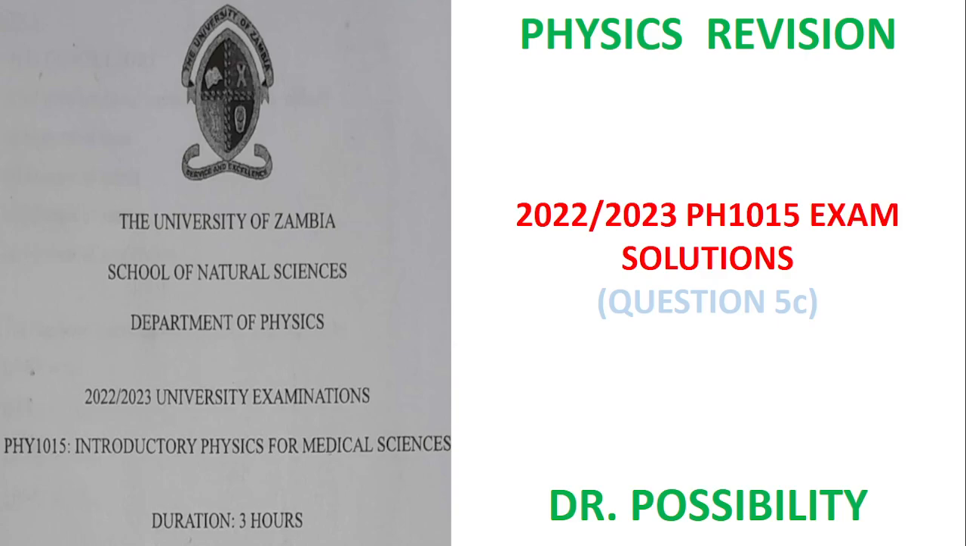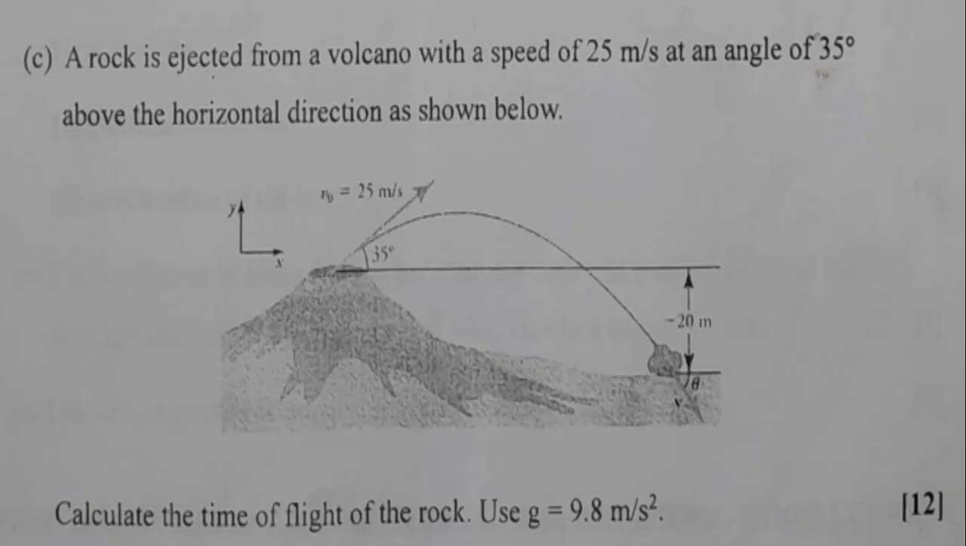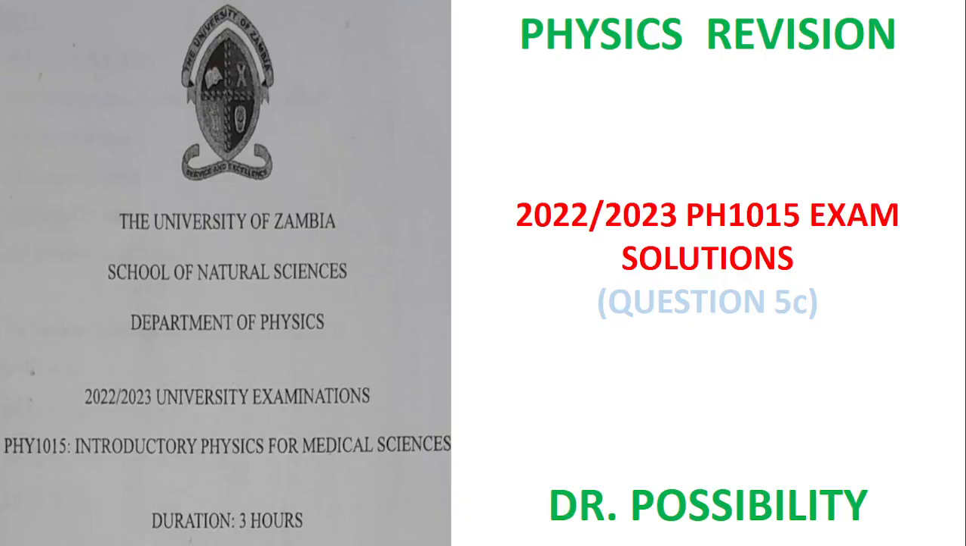The question is, a rock is ejected from a volcano. By the way, this is question 5C. If you check the 2013 Physics 1015 exam paper from UNZA, question 5C.